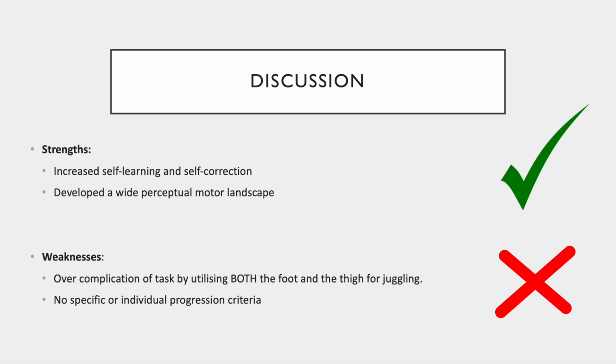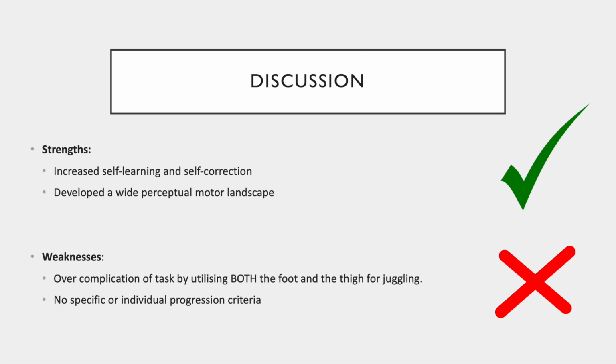Another strength of the program is that it developed a wider perceptual motor landscape of attractive states and therefore allowed the learner to develop and perform functional and fluid movements by the end of the program. This was due to the manipulation of task, environmental, individual, and informational constraints, which influenced the learner to self-organize in order to achieve fluid movement patterns.